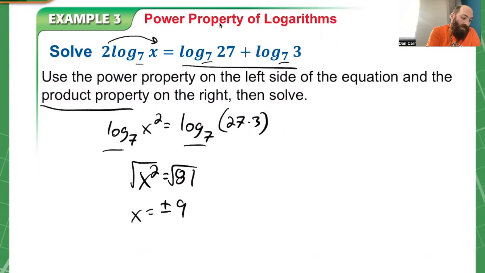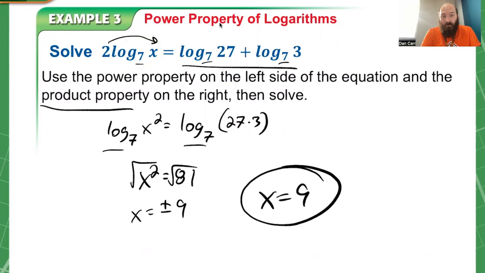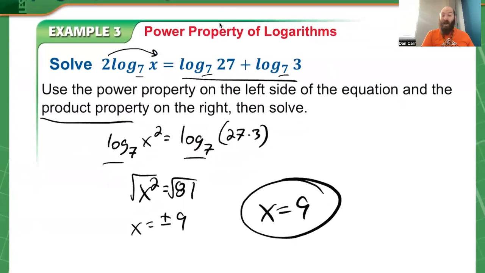Okay, because technically speaking, I would do that. However, look at the original problem. 2 times log base 7 of x. So the negative answer won't work. So the negative 9 is actually extraneous. So my only answer here is x equals positive 9. Okay. And that is it for 7.5.